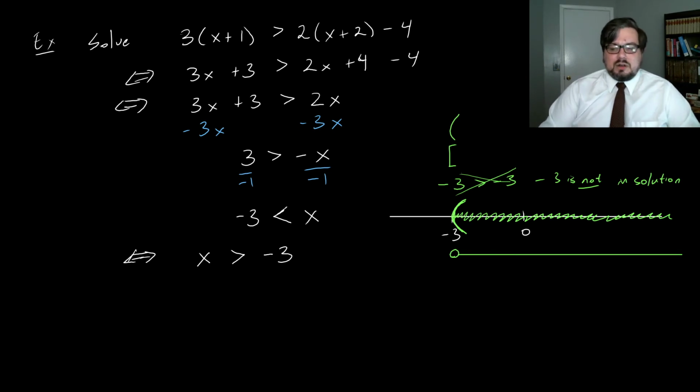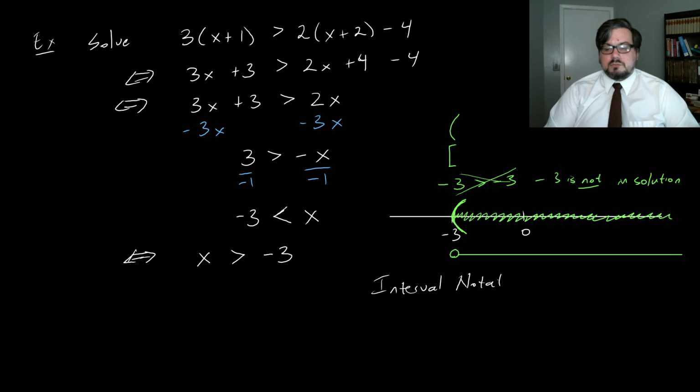So our solution is all numbers greater than -3. We can sketch the solution on the number line like this, and then in interval notation, we would write it as follows. Now, the way I like to think about interval notation is the way that I mentioned before.